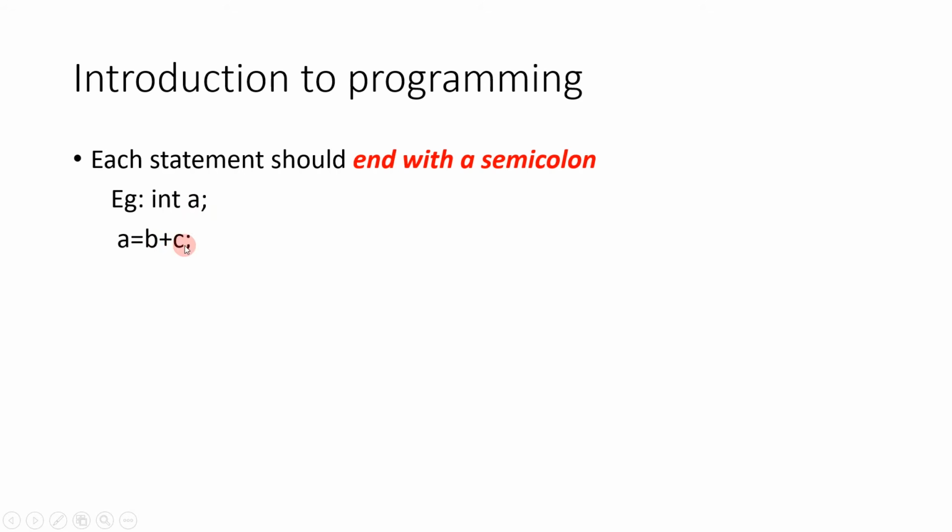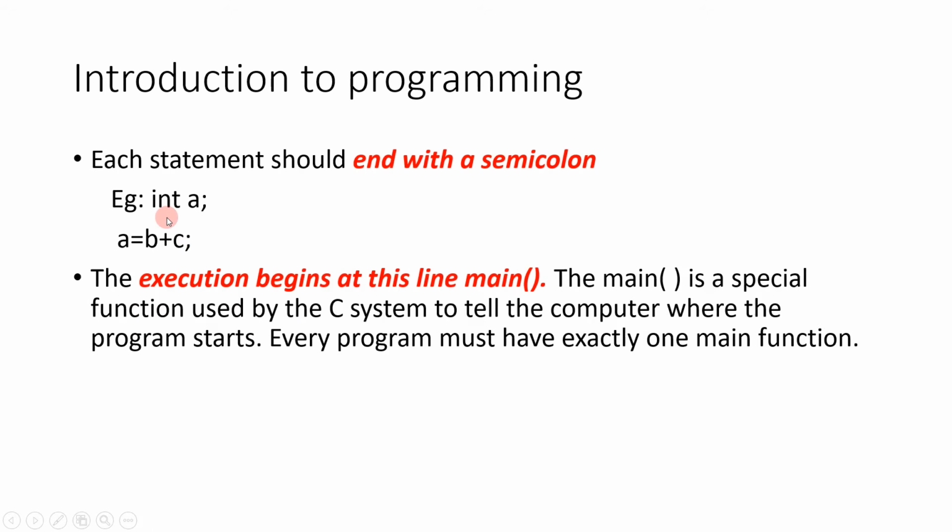Next is an assignment operation. You have two values for b and c, and you are saying that the variable a should have the sum of the values of b and c. So a is equal to b plus c. A, b and c, all these three will be variables. Again, that variable assignment statement that is ending with a semicolon.